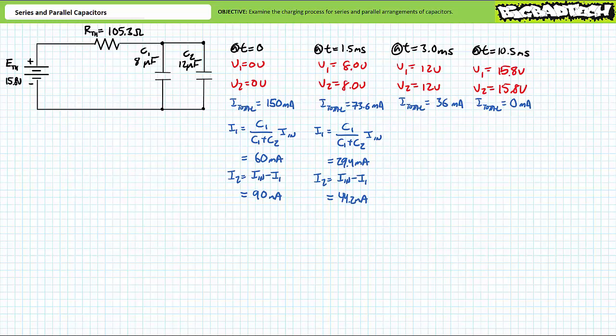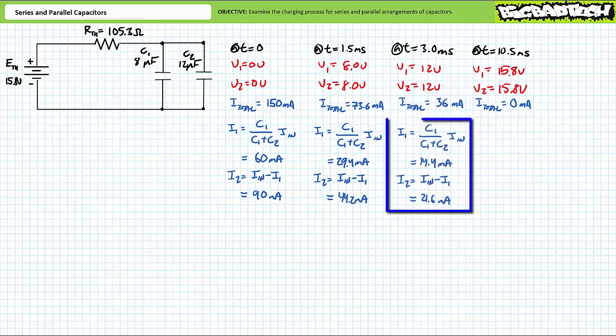Consider an occasion at t equals roughly 3 milliseconds, where we know incoming current for the total capacitance to be 36 milliamperes. An application of the direct proportionality relationship demonstrates that C1, the smaller capacitor, will draw 14.4 milliamperes of current, and C2, the larger capacitor, will draw the remaining 21.6 milliamperes of current. Regardless of the unequal distribution of current, voltage across the parallel combination of capacitors is 12 volts.